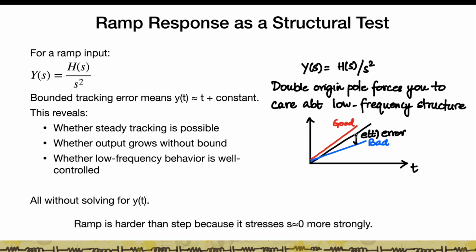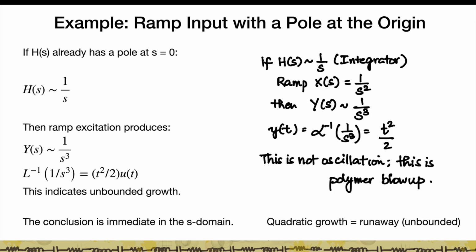Even without doing full inversion, you can often predict whether the system can track ramps by looking for integrator-like behavior or low frequency gain. So, ramp is a stress test of the system's low frequency behavior and its ability to follow changing commands. And this is where the s domain becomes almost brutally predictive.